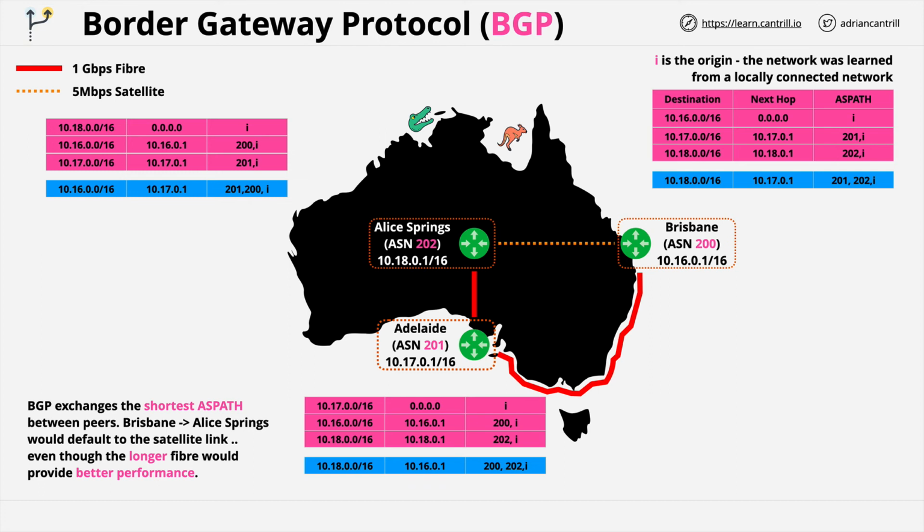Now there are situations where you want to influence which path is used to reach a given network. Imagine that you're the network administrator for the Alice Springs network. Now that autonomous system has two networking connections, the fibre connection coming from Adelaide and the satellite connection between it and Brisbane. Now ideally you want to ensure that the satellite connection is only ever used as a backup when absolutely required, and that's for two reasons. Firstly, it's a slower connection, it only operates at 5 megabits, and also because it's a satellite connection, it will suffer from significantly higher latencies than the fibre connection between Alice Springs and then Adelaide and Brisbane.